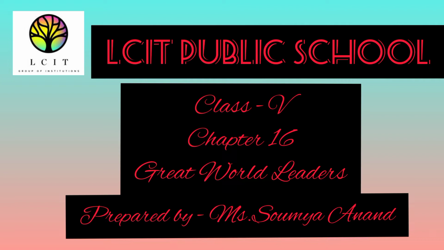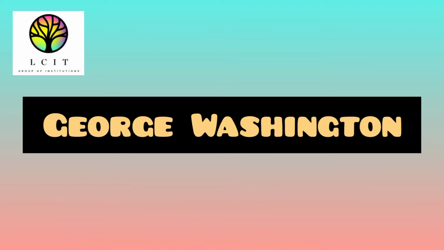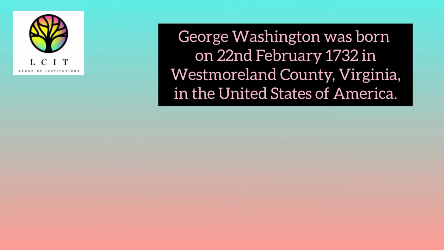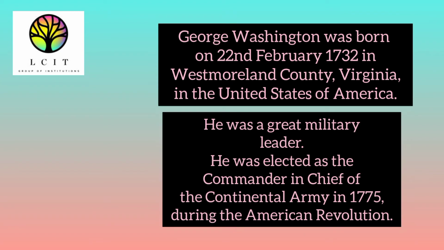Today, we are going to learn a new chapter of social science, that is, chapter number 16, Great World Leaders. The first one is George Washington. George Washington was born on 22nd February 1732 in Westmoreland County, Virginia, in the United States of America. He was a great military leader.